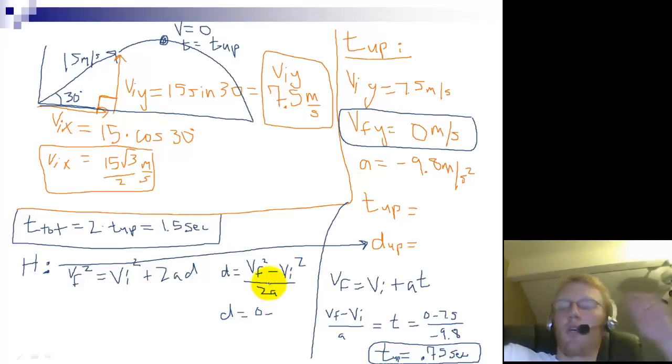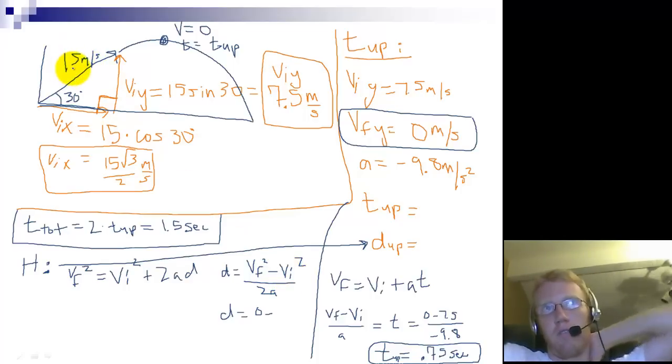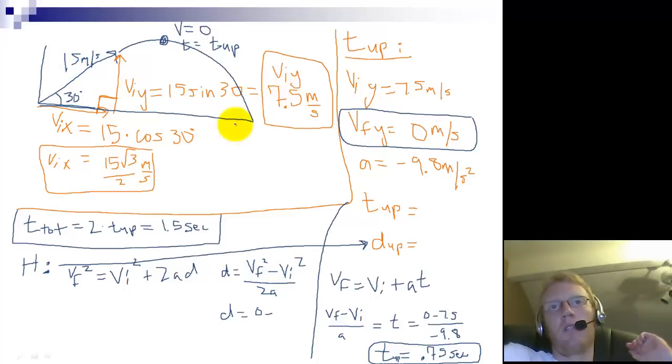Now this is incredibly important. This is where most people go wrong. When you're plugging in V initial right here, because we're solving for the height, we're only looking at the vertical component of the velocity, not the total 15. You will never use this full value 15. Once you find these 2 components, you'll never go back and use that value of 15.